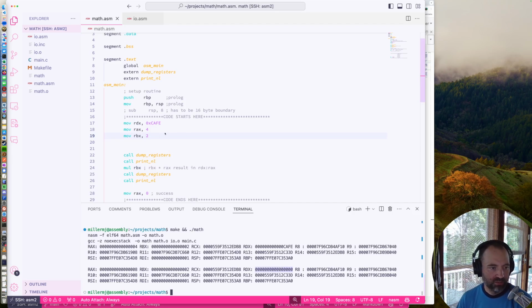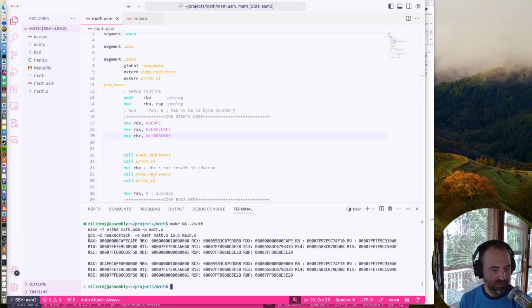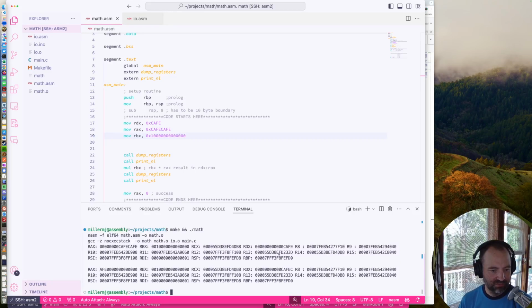If I multiplied it by something much bigger, so let's say RAX was, let's see, is that big enough? Maybe. No, not quite. Let's put some more zeros on here. I'm going to push it into there. There we go. So we can see part of our bits are down here in RAX and the top ones are up here in RDX.